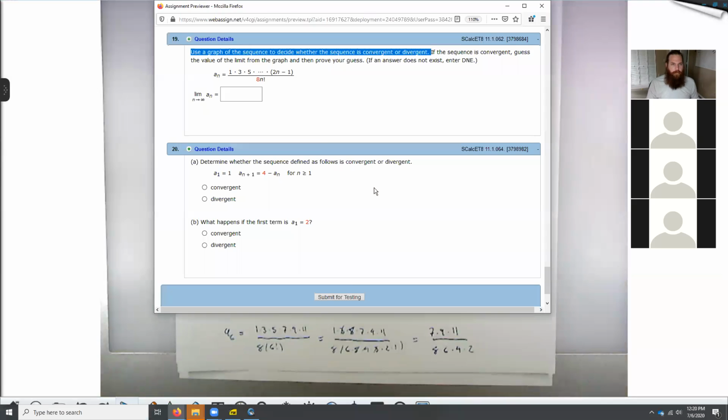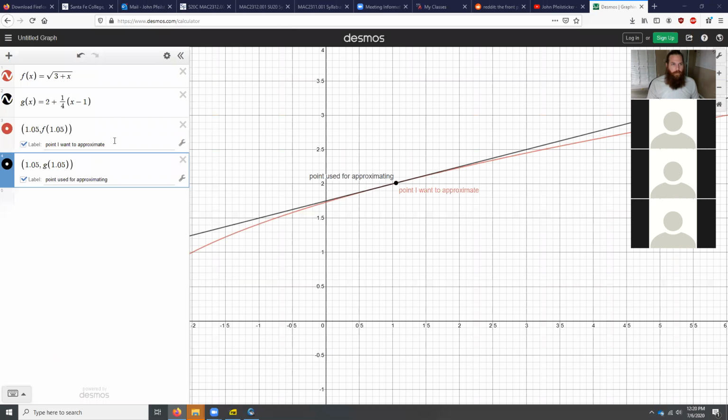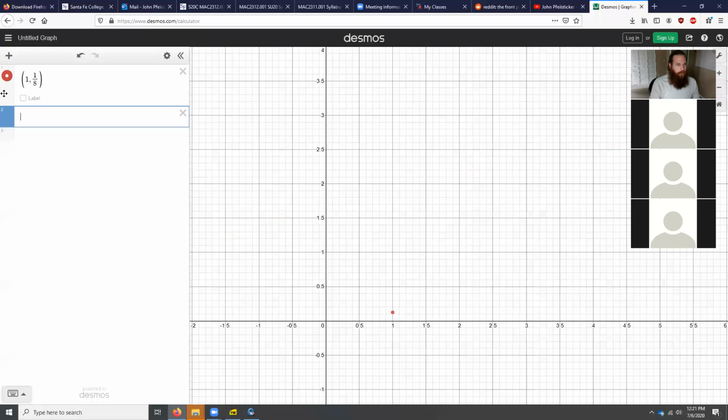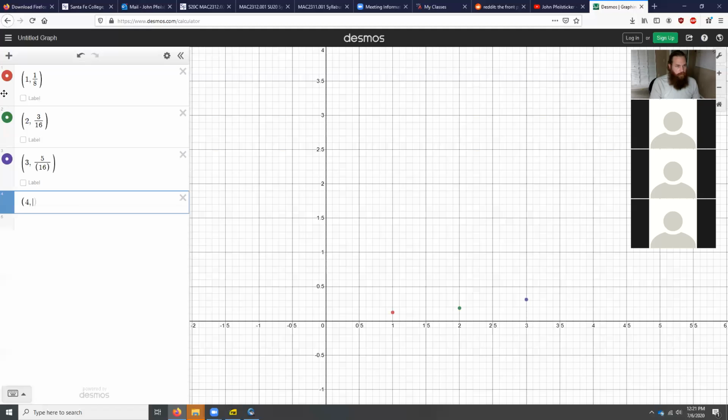So I'm just going to plot these. Pull up Desmos. I wonder if I could. It probably will not play nice with the factorials now. So 1, 1/8, 2, 3/16, 3, 5/16, 4, 5 times 7 over 8 times 4 times 2.